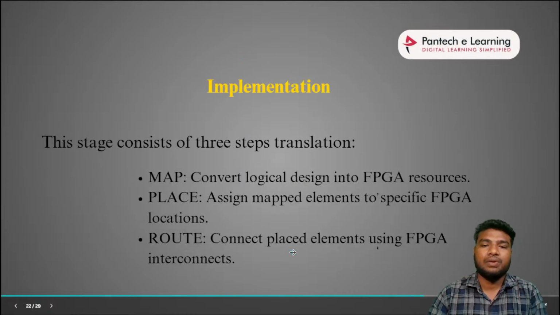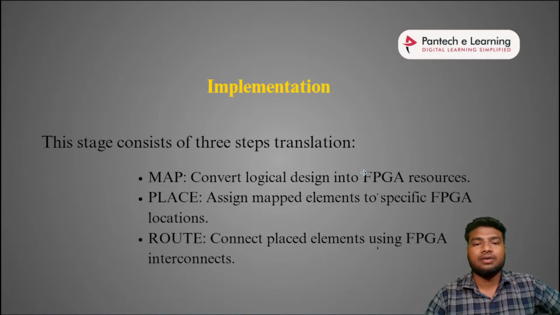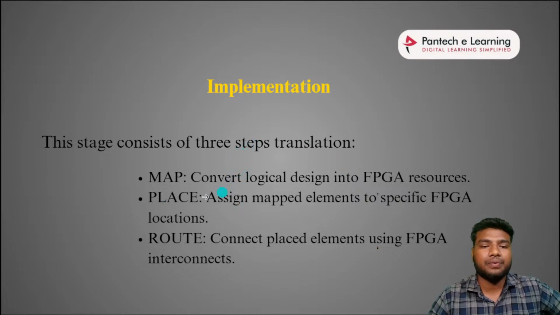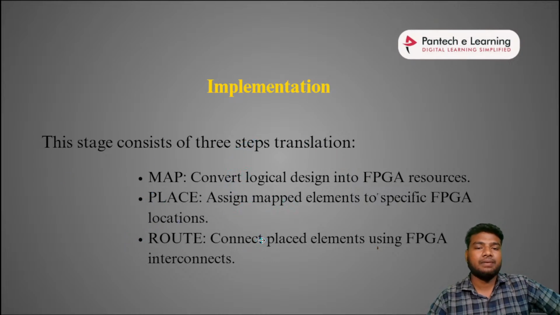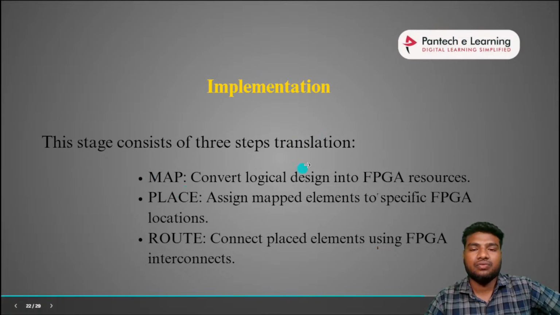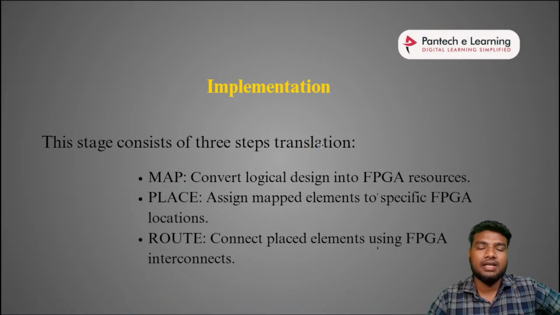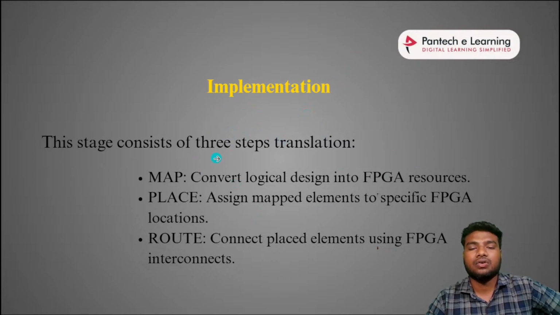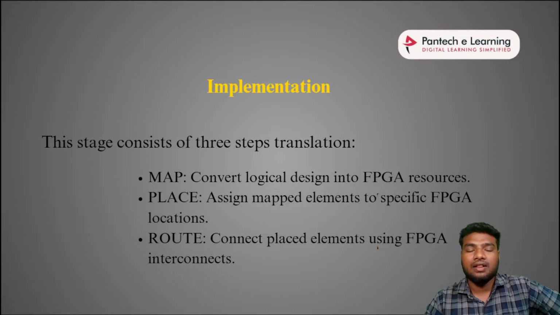And then we'll move to implementation. In the implementation part, there are three main things: map, place, and route. Mapping means converting the logical design into FPGA resources. Mapping assigns the CLBs. If you write some logic in your FPGA code, the tool assigns the CLBs. And then place assigns the mapped elements to specific FPGA locations.